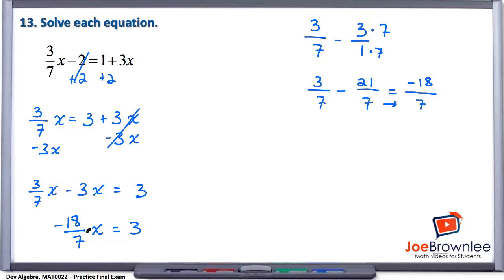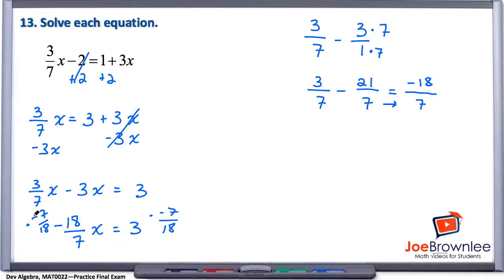Because we want to get x all by itself, we have to get rid of the coefficient, this negative 18/7. We can do that in one of two ways. We can either divide by negative 18/7, or we can multiply both sides by the reciprocal. In this case, I'm going to multiply by the reciprocal. The reciprocal of negative 18/7 is negative 7/18, so I'm going to multiply both sides by it.